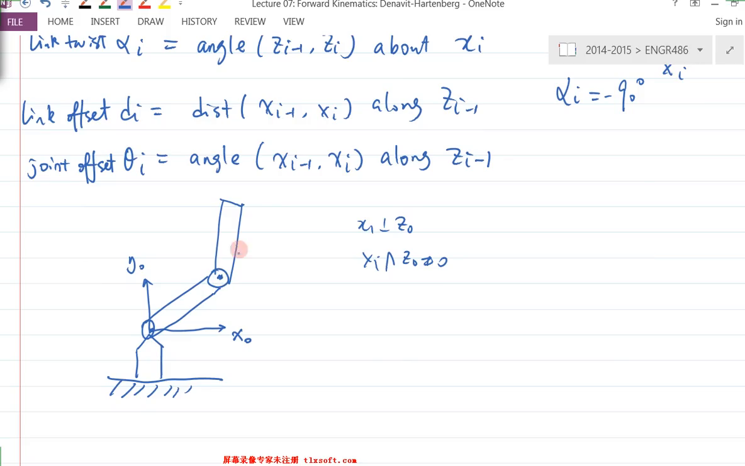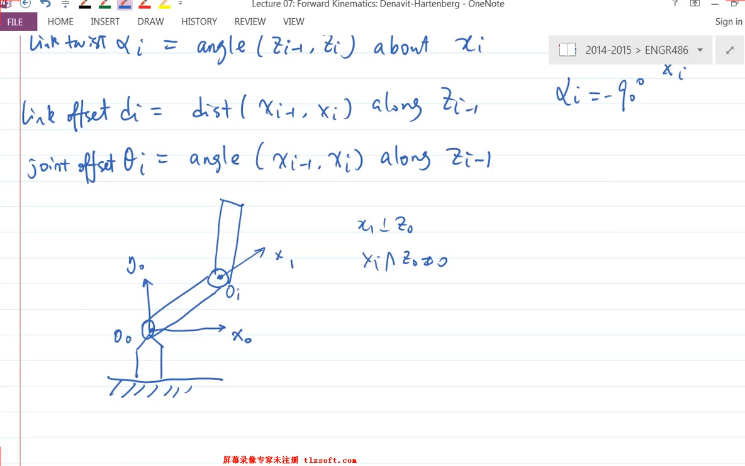So what we can do is assign your X1 as the common normal from Z0 to Z1. So this is going to be your X1 here. As the video shows, if this is O0 and this is O1, the origin O0 or O1 doesn't necessarily have to be right at this joint here. O0 could be in this plane, and O1 could be in a different plane. But to simplify the situation, usually you assign O0 and O1 in the same plane like this.